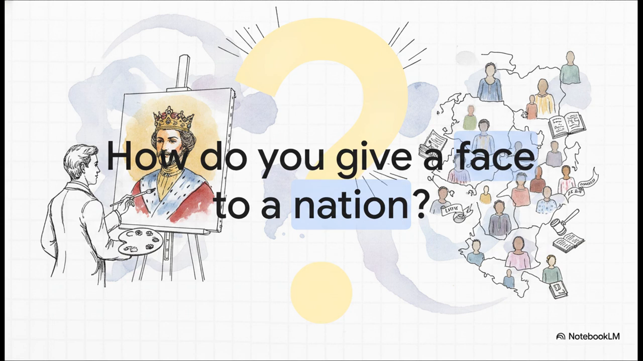Put yourself in the shoes of an artist for a second. If you're commissioned to paint a portrait of a king or a queen, well, that's pretty easy, right? You have a physical person sitting right there in front of you. But how do you capture the abstract concept of an entire country? A nation isn't a person with a face. It's a collection of borders, laws, and millions of incredibly diverse people. So how on earth do you give a face to something that doesn't actually have one?